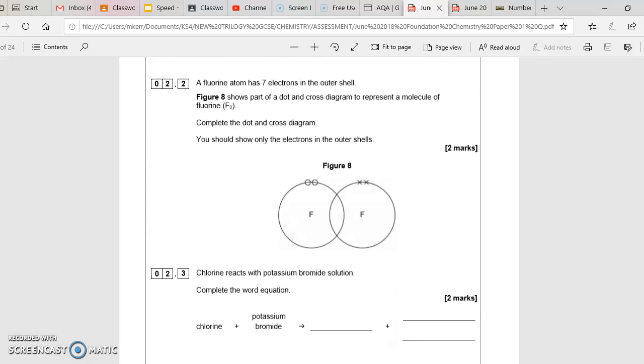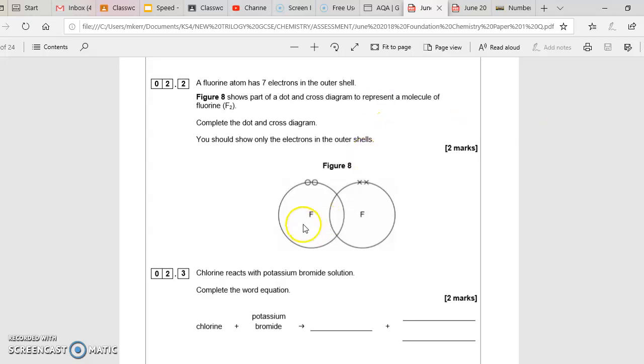Okay, a fluorine atom has 7 electrons in the outer shell. Figure 8 shows part of a dot and cross diagram to represent a molecule of fluorine. Complete the dot and cross diagram. You should show only the electrons in the outer shell. Please pause your video and try and draw that.